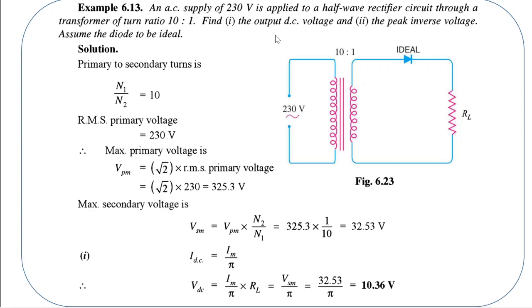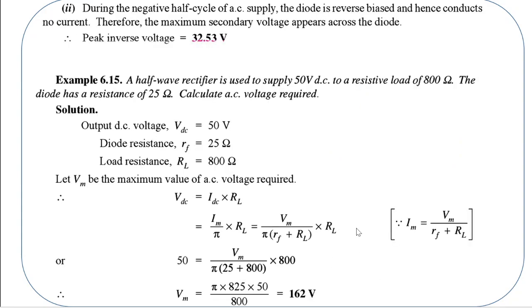Second one, what is a peak inverse voltage? Peak inverse voltage is the voltage that drops across the diode when it is reverse biased. Remember, when an electrical component is not conducting, the entire voltage is going to drop across it, right? So during the reverse bias, the diode is going to act like an open circuit. There is no current flow, so the entire input voltage is going to fall across the diode. So the peak inverse voltage is nothing but the maximum secondary voltage of the transformer, and that is 32.53. So peak inverse voltage is 32.53 volt.